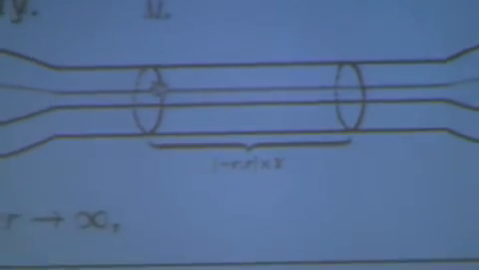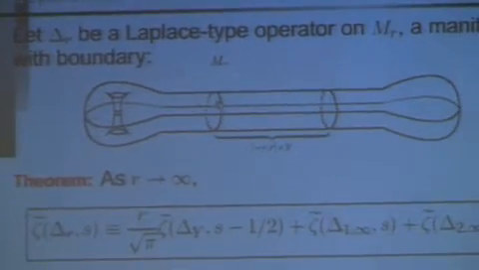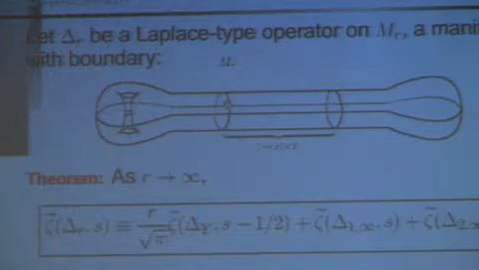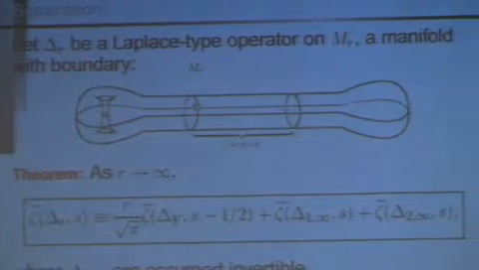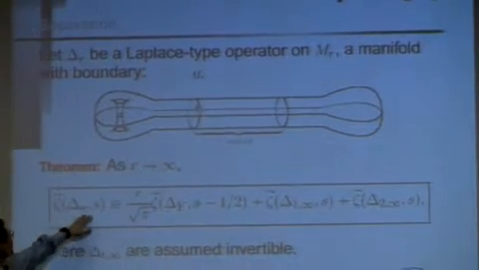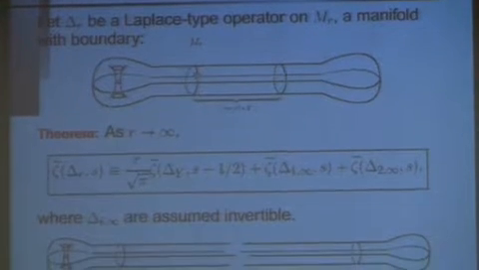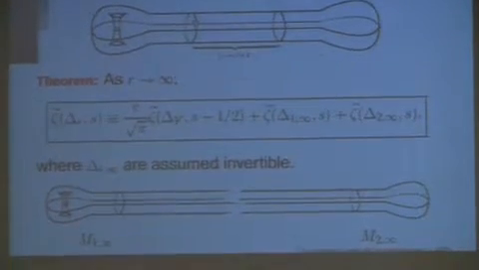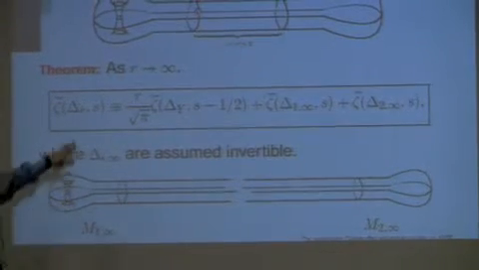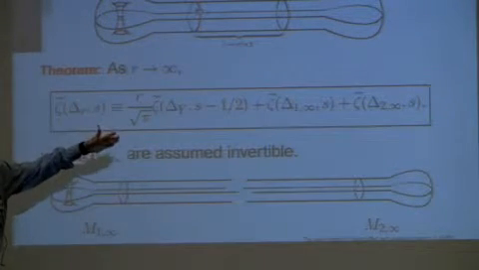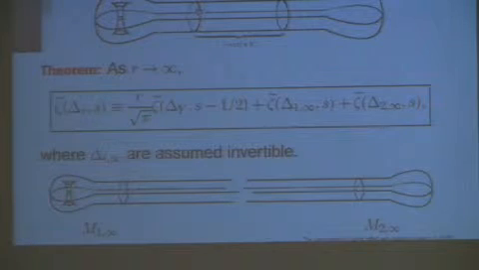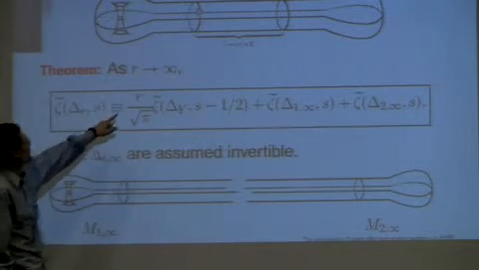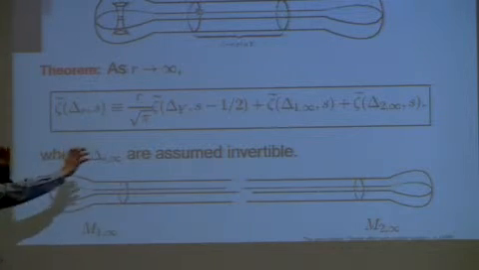So this is a nice manifold here with boundary. You put on Dirichlet conditions. Assume you have a Laplace type operator, and you could look at its zeta function. And you could ask, what happens to the zeta function as r goes to infinity? And you get a very, very similar formula to the formula we had before. So what happens is, up to an exponentially decreasing term, that zeta function as r goes to infinity basically grows linearly with the cylinder.